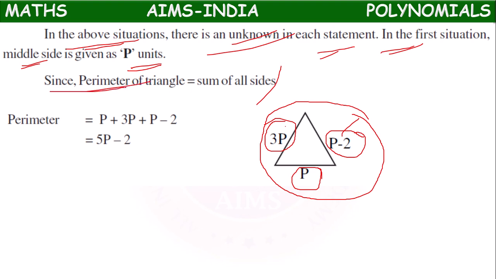Now, what is the perimeter of the triangle? Sum of all sides: P plus 3P plus P minus 2. P plus 3P plus P is 5P. 5P minus 2 is the perimeter. This is the first situation, children.